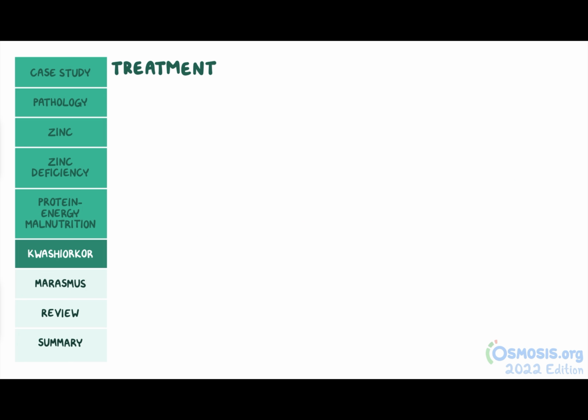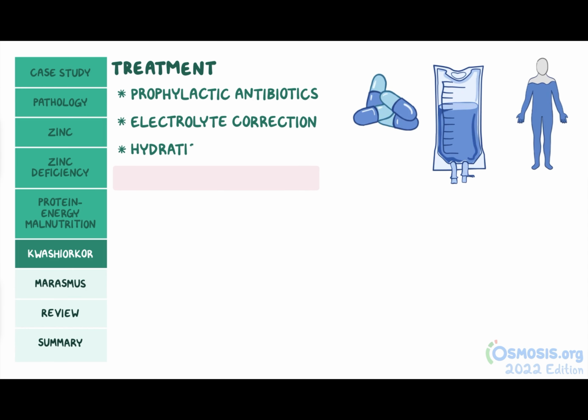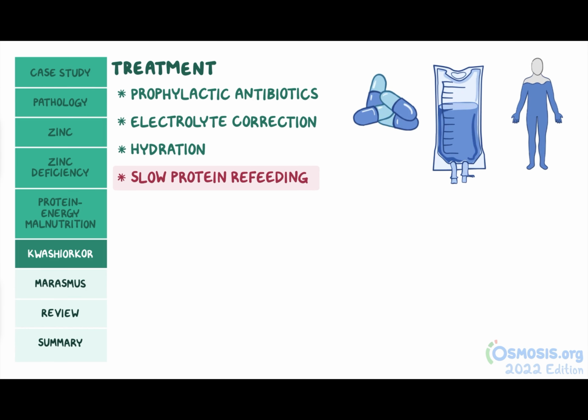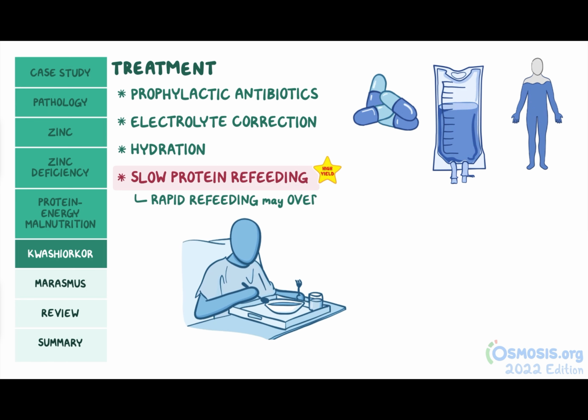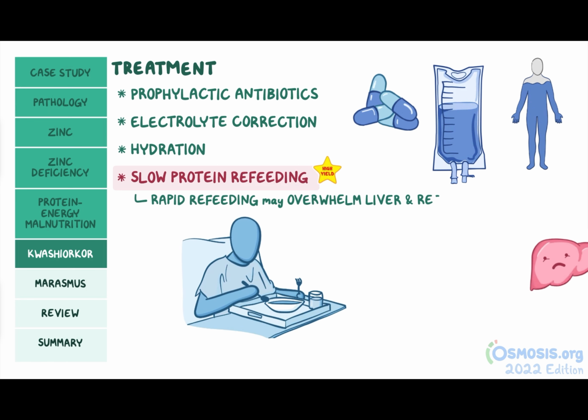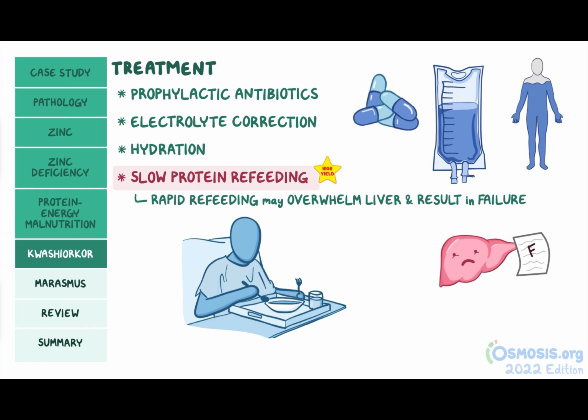Treatment of kwashiorkor includes prophylactic antibiotics, electrolyte correction, hydration, and slow protein refeeding. The reason why that's important is that rapid refeeding may overwhelm the liver and ultimately result in liver failure.